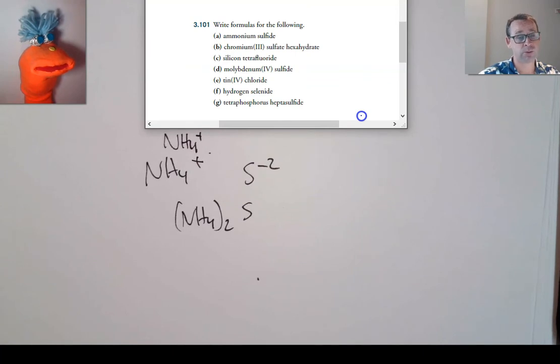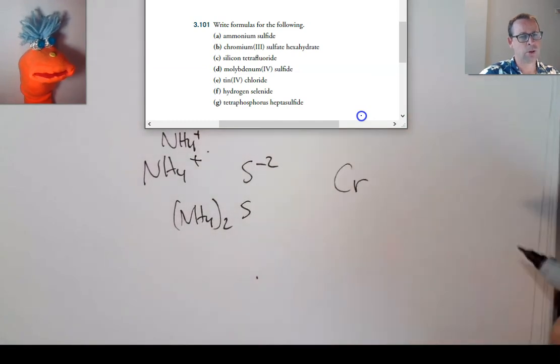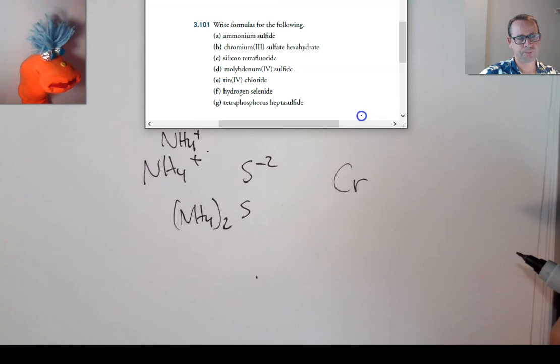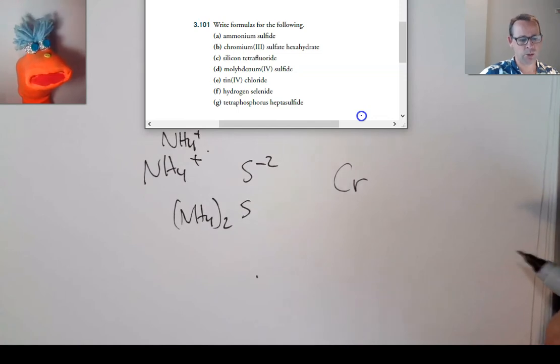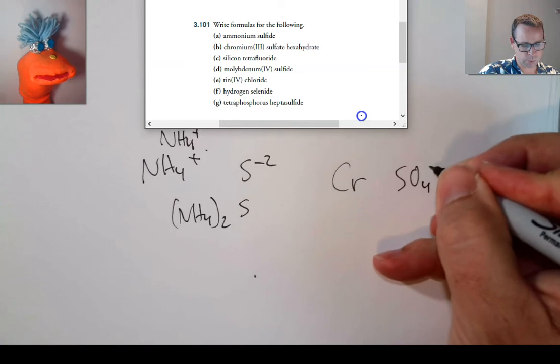Chromium 2 sulfate hexahydrate. Wow, that's a mouthful. Yeah, so chromium 3 actually. Oh yeah, chromium 3 sulfate hexahydrate. The chromium Cr. Very good. And the sulfate, let me look. Always look at your polyatomic ion chart. If you don't know the name of the polyatomic ion, that's how you're going to learn. SO4 2-. Very good. That's the sulfate.